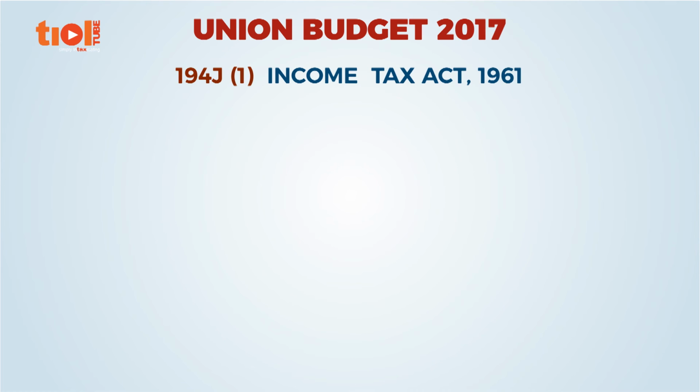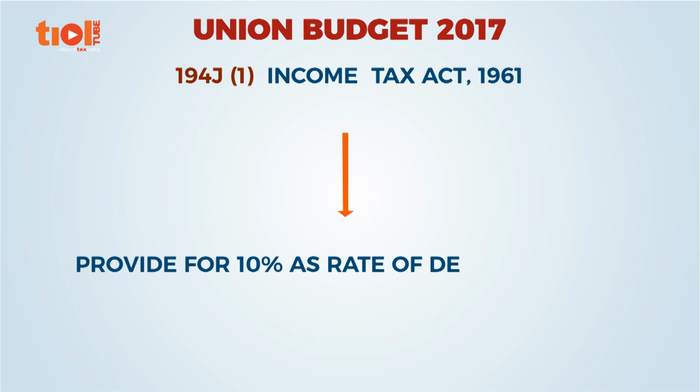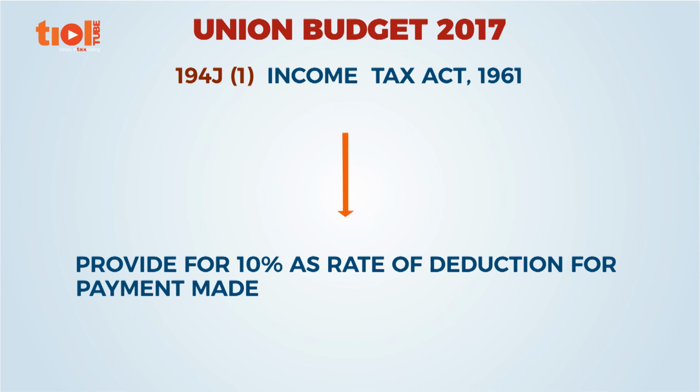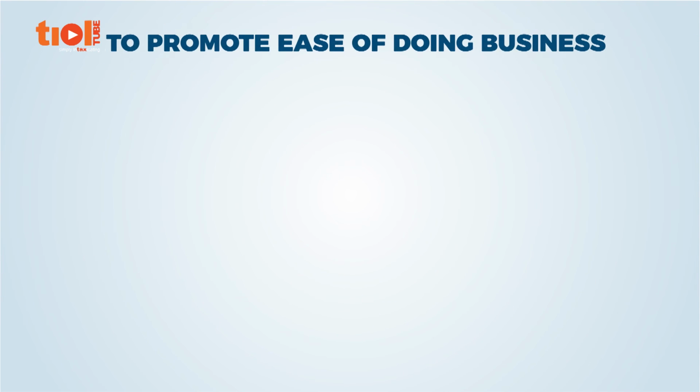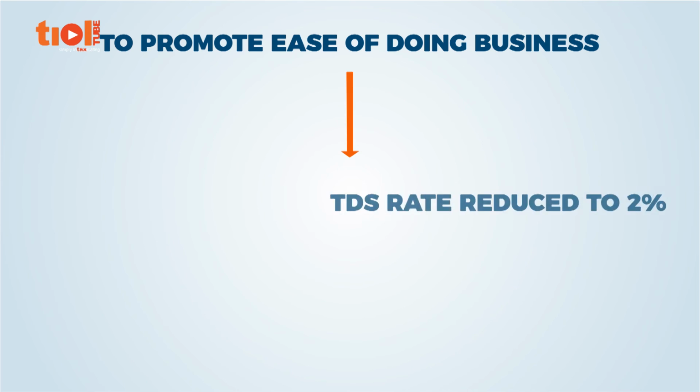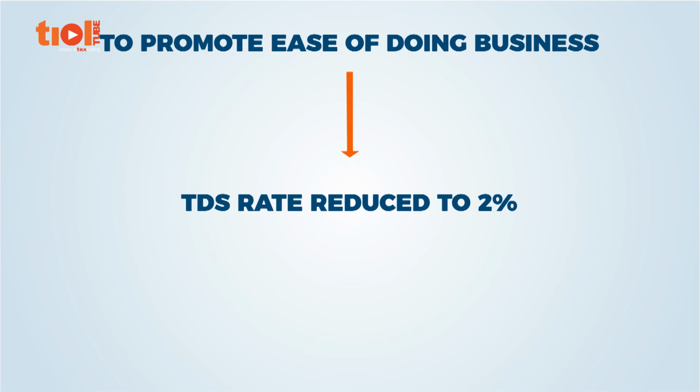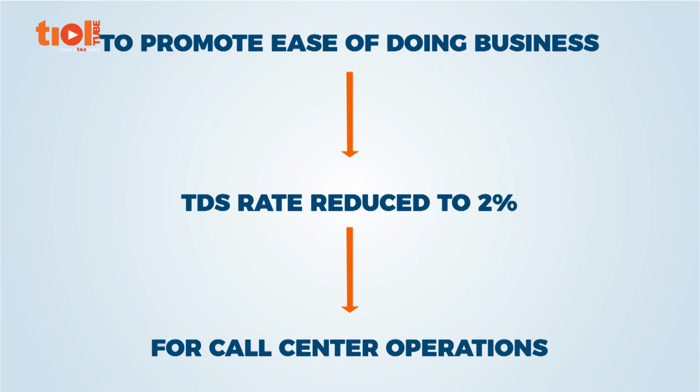Now let's see what are the major TDS amendments proposed in the Union Budget 2017. Presently, Section 194J1 provides that TDS at the rate of 10% is to be deducted on payment made to a resident for rendering any professional service or technical service. In order to promote ease of doing business, the rate of deduction of tax at source has been reduced to 2% from 10% if the recipient is engaged in the business of operation of a call center.